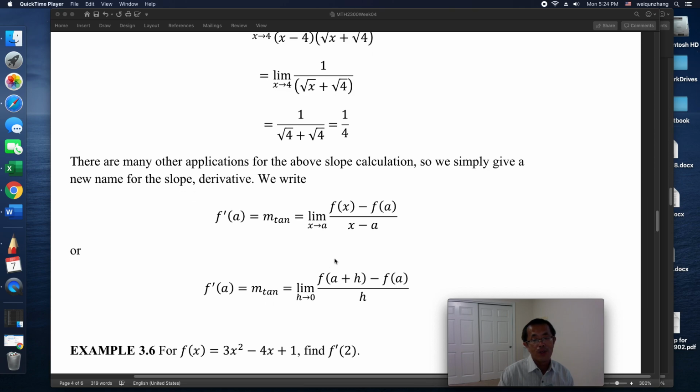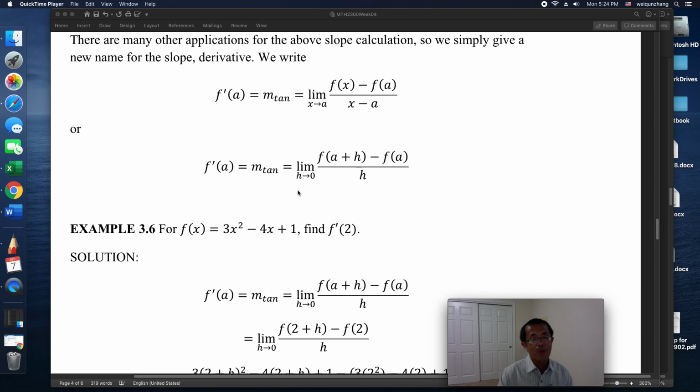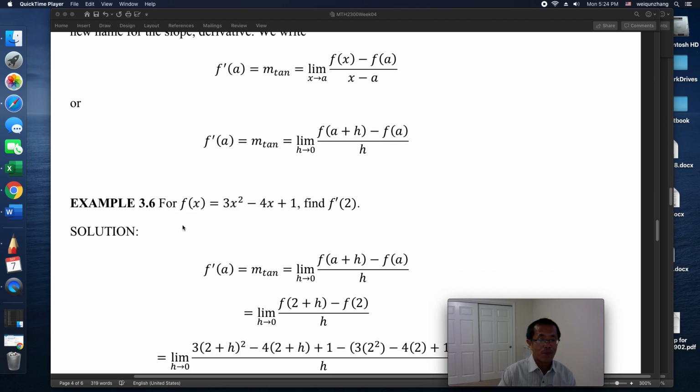And there are two formulas. They are equivalent. For my other examples, I mostly use the first formula. For the next example, I'm going to use this alternative, equivalent formula, because when we move to our next section, when we consider the derivative as a function, it is really easy to use this formula. So for now, the example I'm talking about is 3.6.